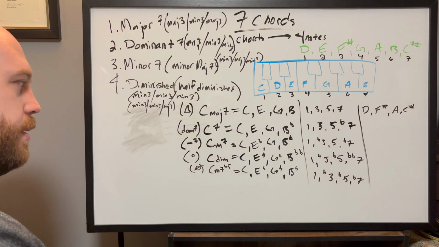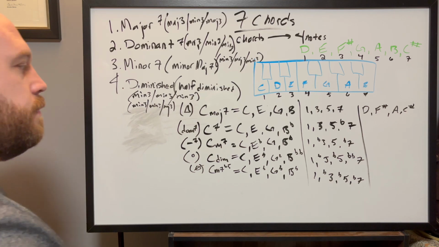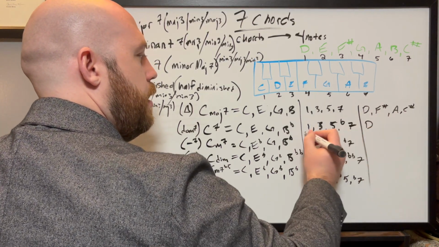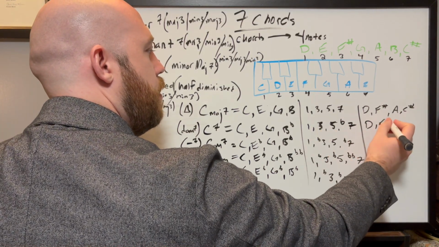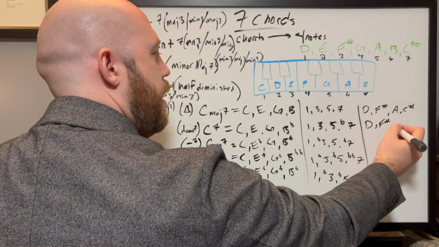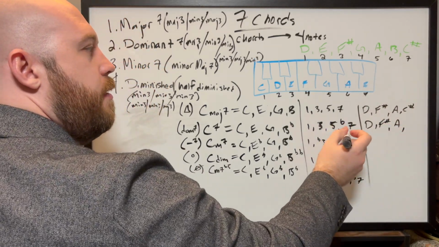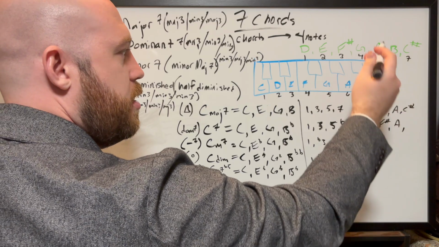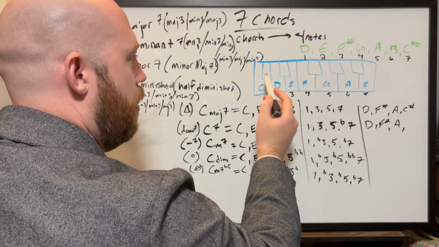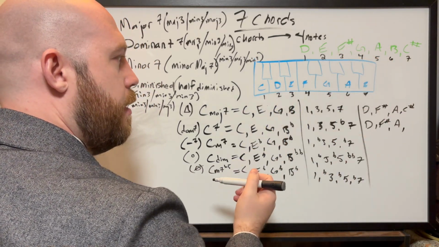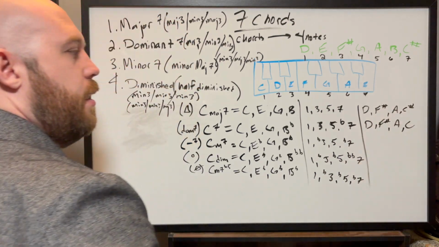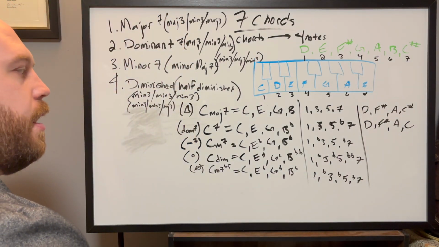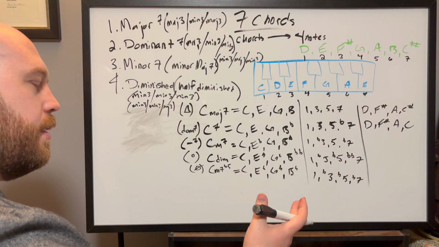What would be a D7? D dominant 7. Well, D, 3 is F sharp, 5 is A. We're going to flat the 7. So we have a C sharp. We're going to bring it down, right? Down 1/2 step to C. D, F sharp, A, C. That's a dominant D7.